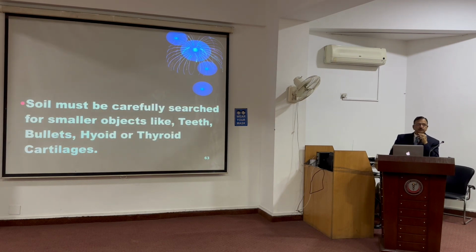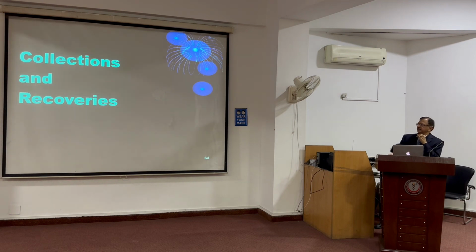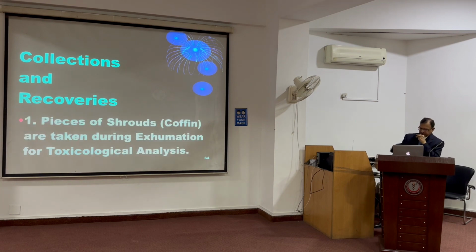So we try to search in detail for loose lying things, which may be teeth, the bullet, the hyoid bone, the thyroid cartilage. Any loose lying items are collected and preserved. So what are the collections and recoveries made at exhumation? Usually this was the list collected before the Punjab Forensic Science Agency was framed. Now they have issued a certain other format.